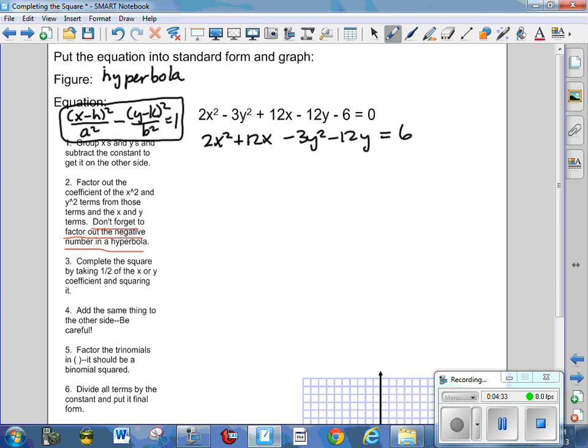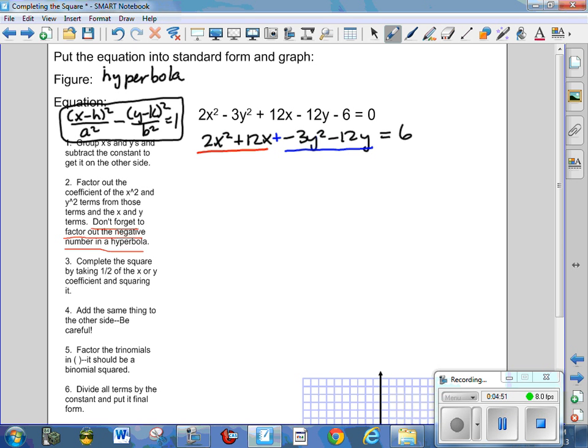Then, because I have coefficients here, I'm going to factor out a 2 from the x terms, and I'm going to factor out a negative 3 from the y terms. So it's actually maybe better to write this as plus negative 3 minus 12y to help you remember that.